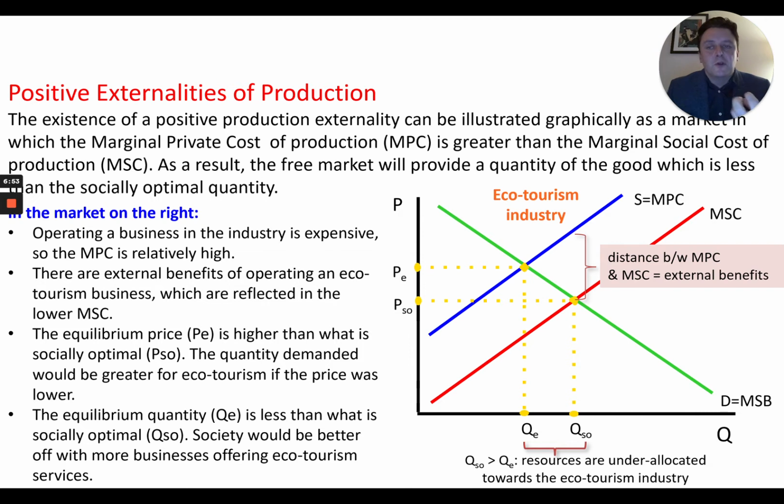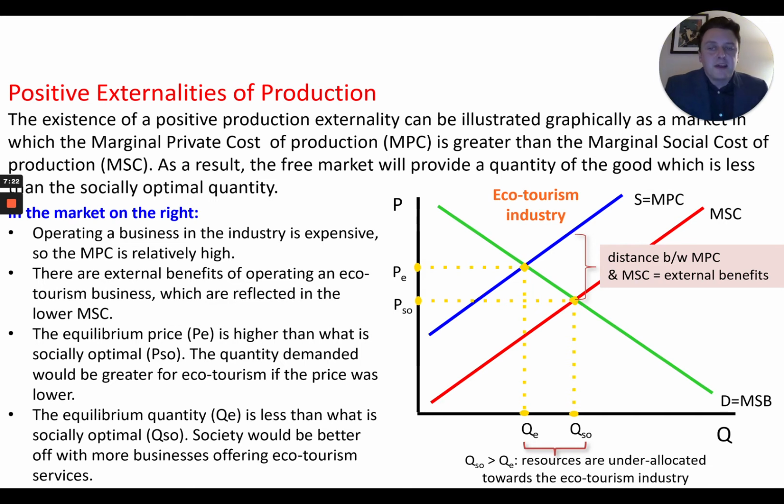Okay, so in this market, operating a business in this industry is very expensive, especially initially. So the MPC is relatively high. There are external benefits of operating an ecotourism business, which are reflected in MSC. The equilibrium price is higher than what it would be socially optimally.